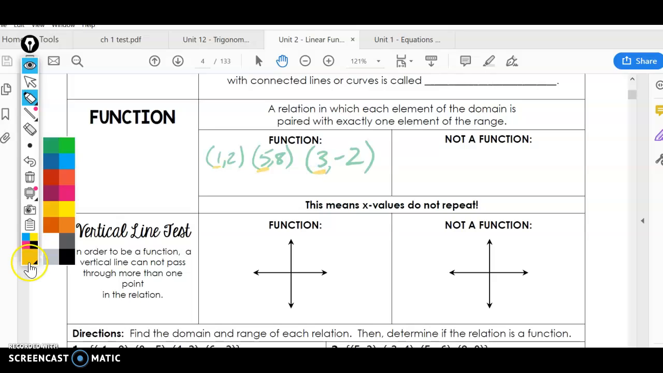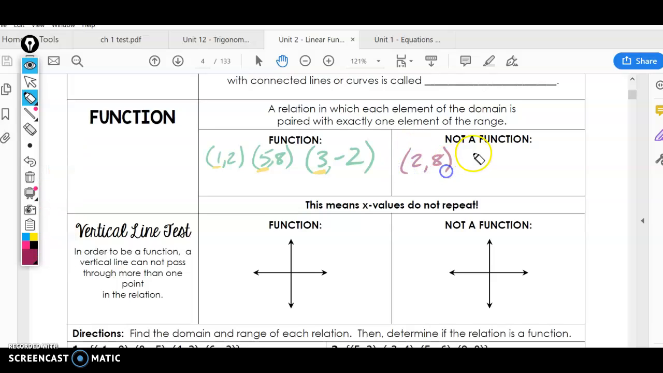Also, what is not a function, if the x values do repeat, let's say we have (2, 8), so we have (3, 7), but then again we have (2, -1). That is not a function because these 2's repeated. It's okay if the y's repeat, but the domains cannot repeat.